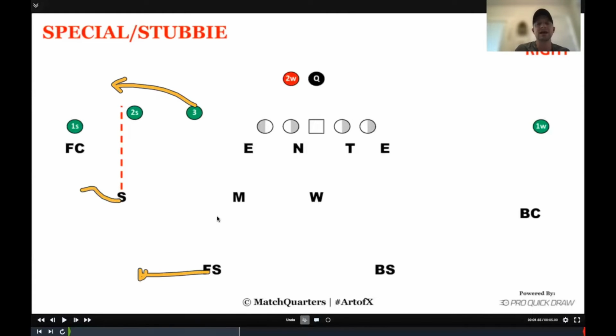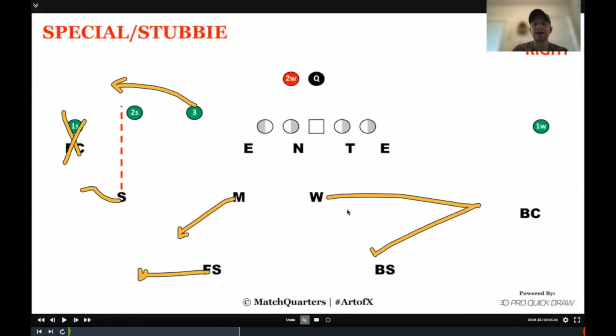Free safety works to cap number 2, and now he becomes the wall player. We can still X out number 1 by the field corner. It still keeps our triangle coverage on the backside intact, and we can still run our split field coverage. So when you teach bracket, it's just a variation of quarters. It's just a different way of matching the receivers.